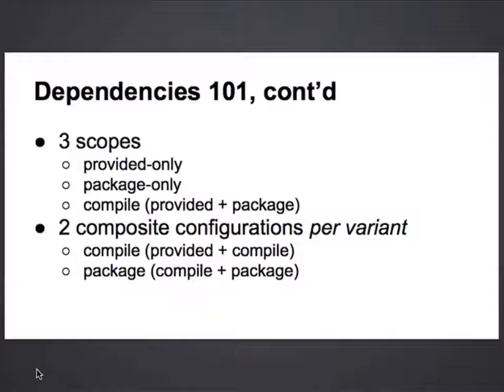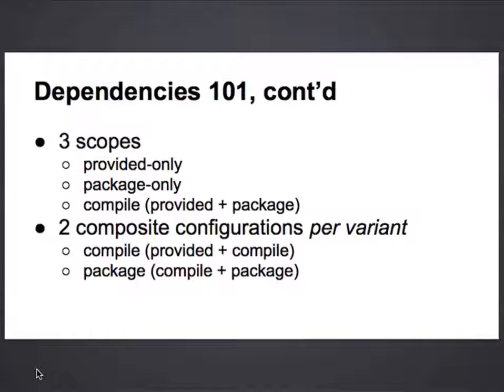And then, I know that the provided scope, there's a couple of bugs of people requiring that for Gradle. So we really needed it, so we added that. So we have provided, package only, and compiled dependencies. And you have that for every single build type and flavor. So if you want the debug specific dependency, you can do that. If you want a provided only specific dependency for like your Google version, you could do that.